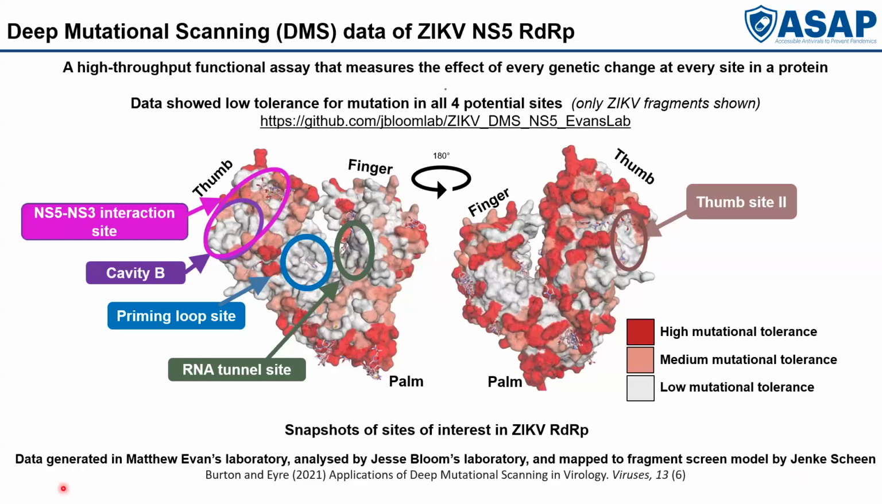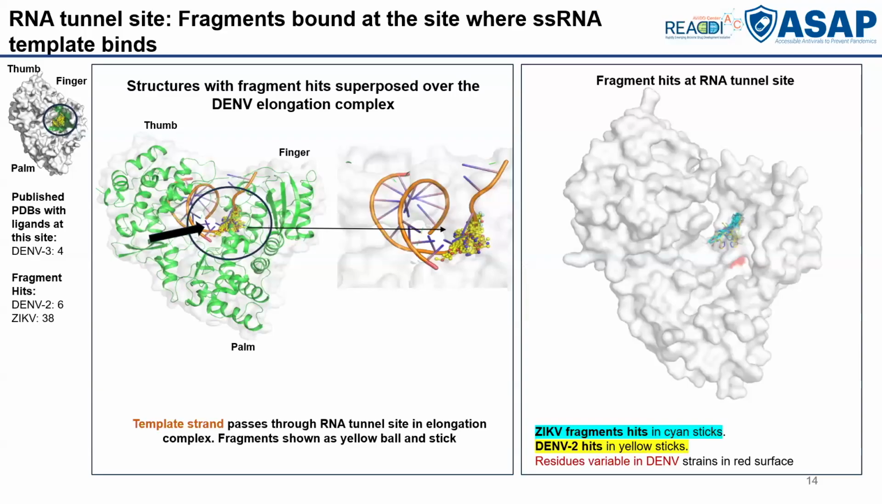This work was done as follows. The data was generated in Matthew Evans' laboratory, analyzed in Jesse Bloom's lab, and also mapped to the fragment screen by Yenge Shin. The outcome of the data is shown here. The regions shown in red are those which have lots of mutations, and the regions shown in gray represent regions where the frequency of mutation is very low. This data showed that the sites which we are interested in have a very low frequency of mutation. Now I will go into each of these sites in detail.